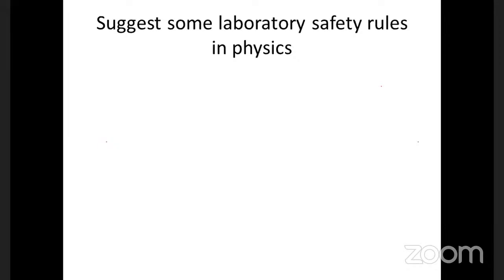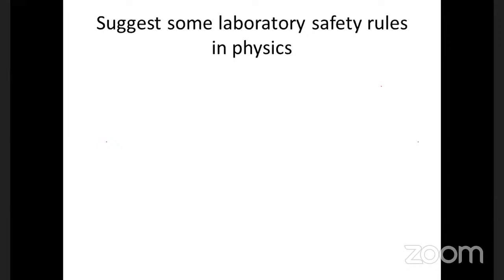Please follow instructions carefully when carrying out an experiment. Very good. Follow instructions carefully when carrying out an experiment. Isaac. Ask for help in areas you don't understand.